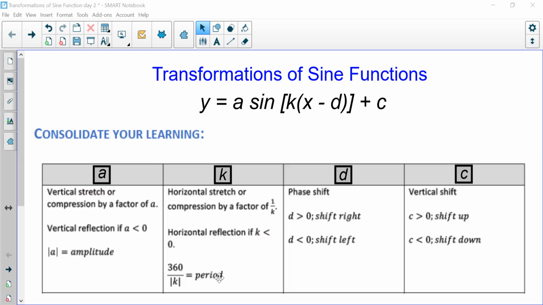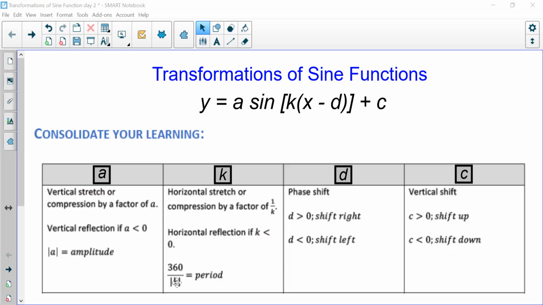So we have a vertical stretch and compression, but we also have a horizontal stretch and compression. And there's a nice easy equation that if you take 360 and divide it by the absolute value of k, again, don't take the sign, just the value, it will tell you the length of the period. So the horizontal distance it takes for the pattern to repeat.